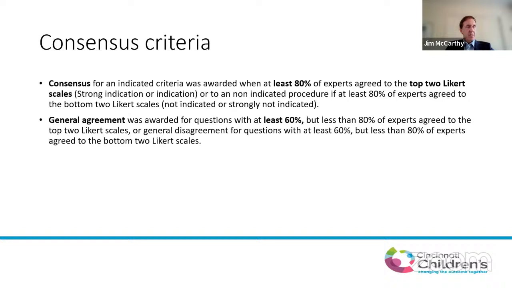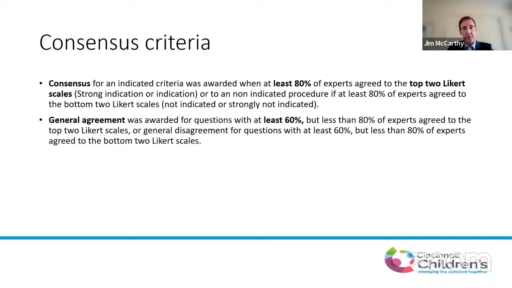Consensus, there are various different definitions. It usually means at least 75%, but we use 80% of experts agree to the top 2 Likert scales, or general disagreement or general consensus for contraindication will be 80% have the bottom 2 Likert scales. And then we use general agreement. General agreement doesn't have a defined definition, but if 60% of the people essentially agree, then we call that general agreement. It's important to note that if people don't come to consensus, it doesn't mean that it's a contraindication or it's wrong. It just means there really is no consensus.